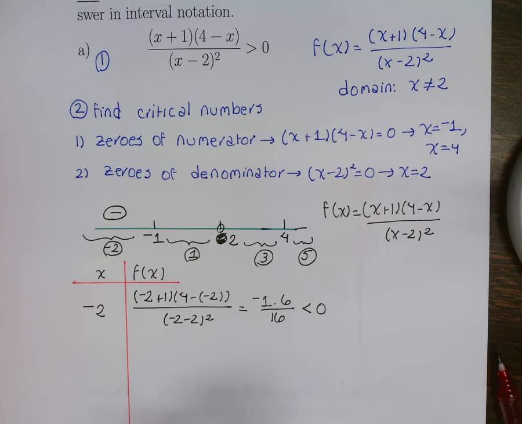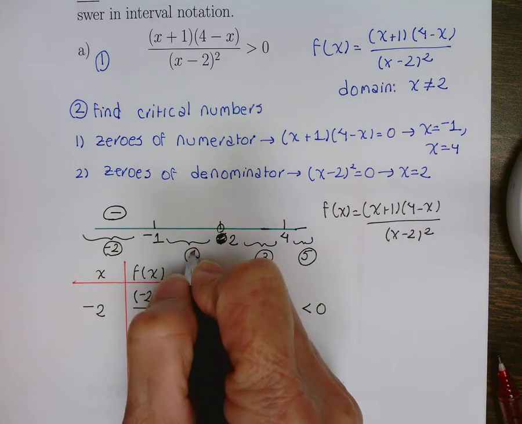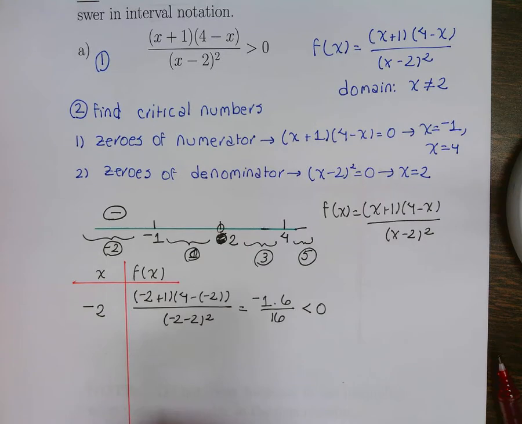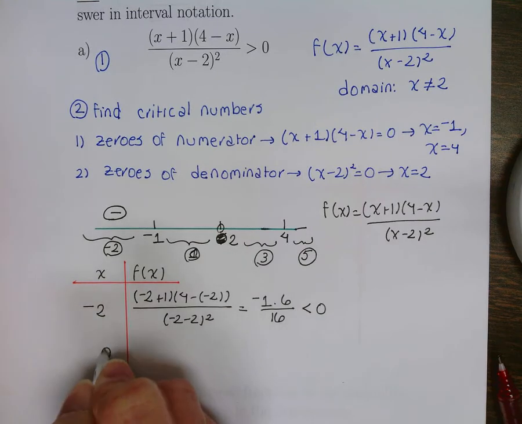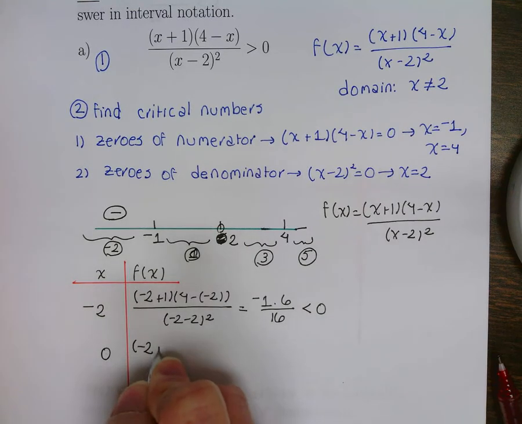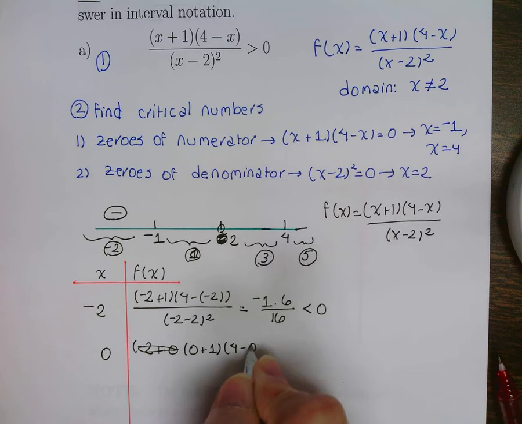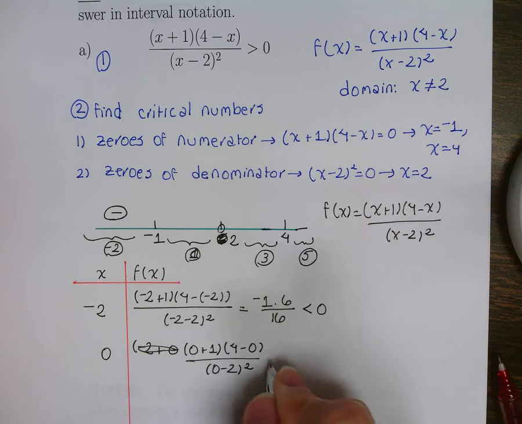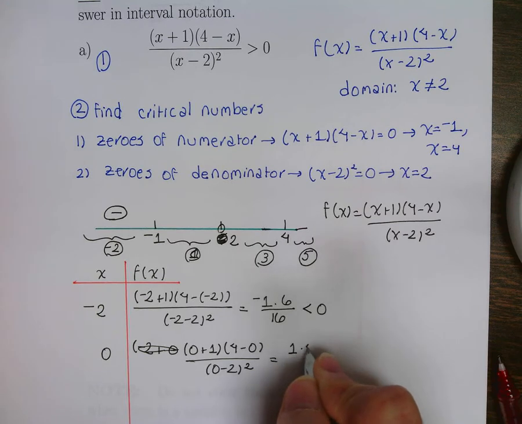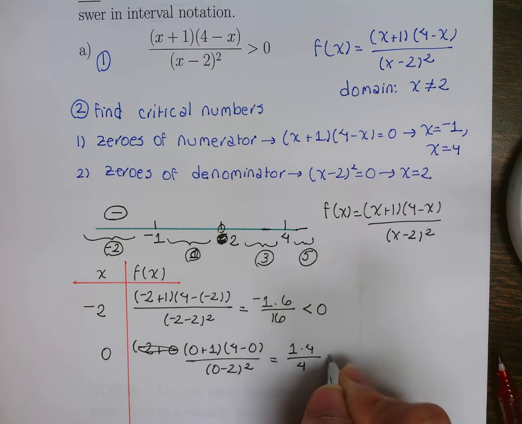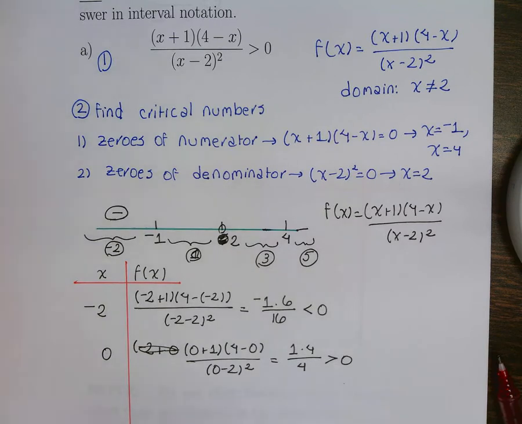Okay? We try, oh, why did I put in 1? Let's put in 0. Make it easier. Okay? So we're going to find f of 0. It'll be 0 plus 1, 4 minus 0, over 0 minus 2 squared, which is 1 times 4 over 4, which is clearly positive. Okay?